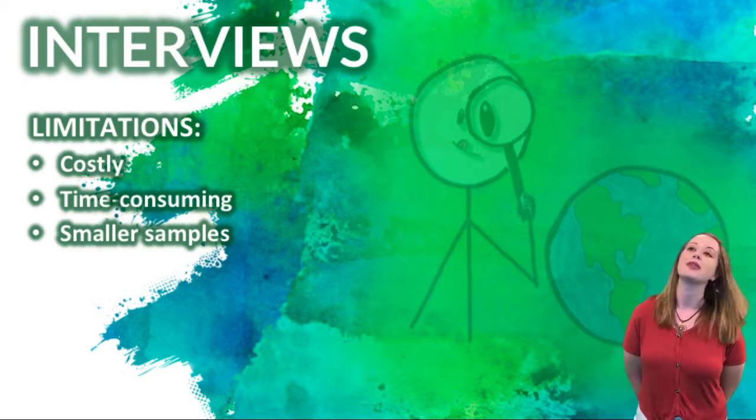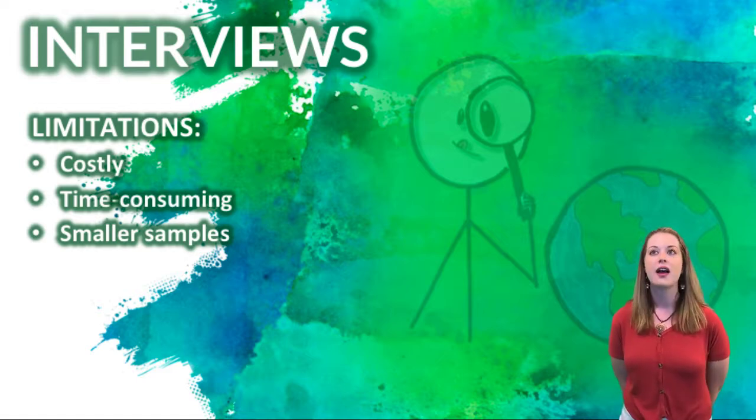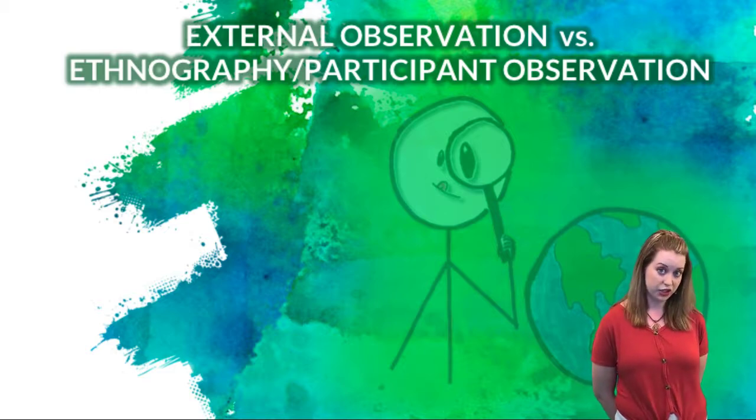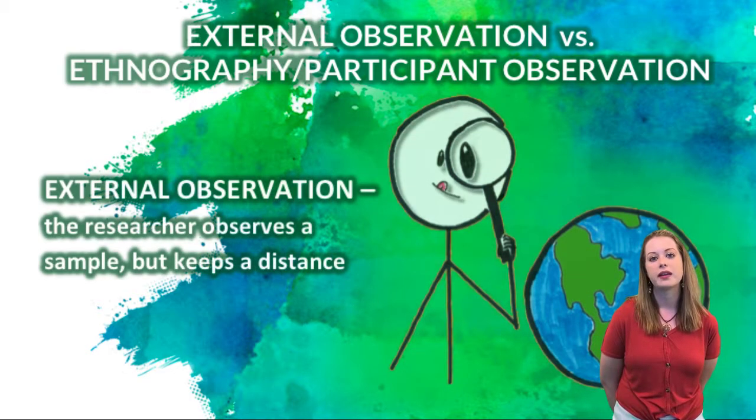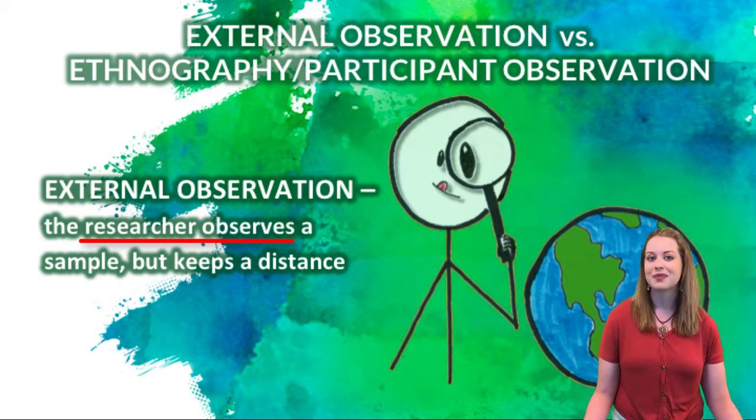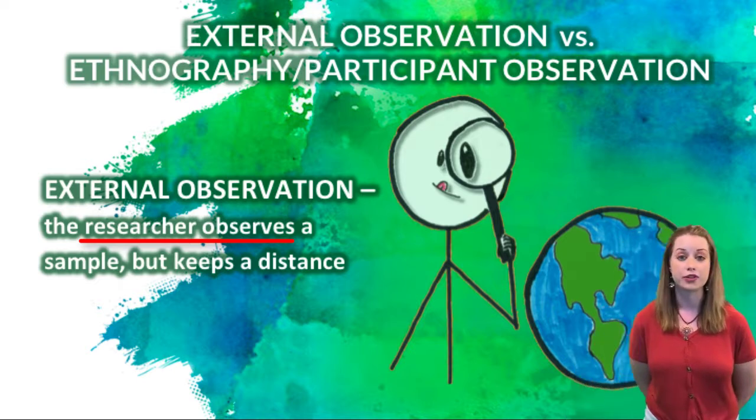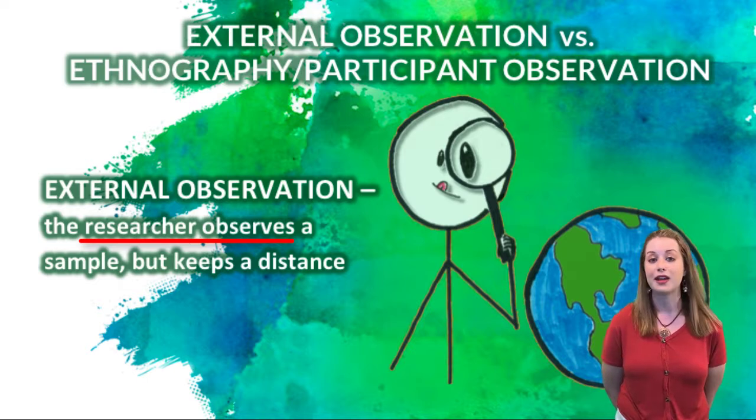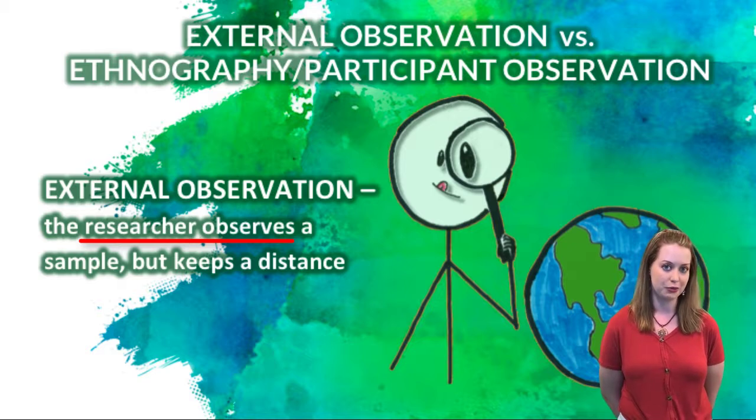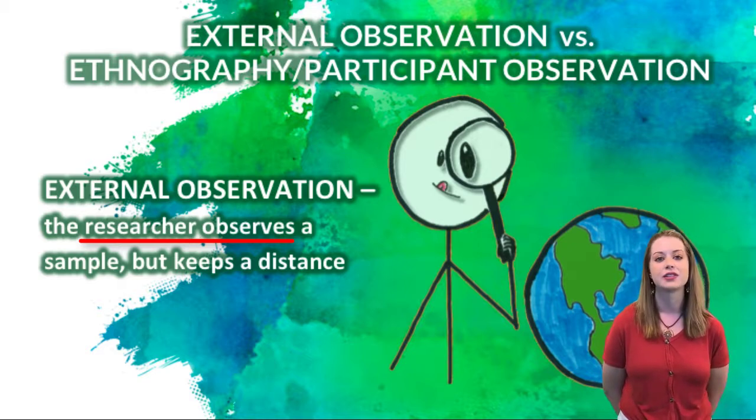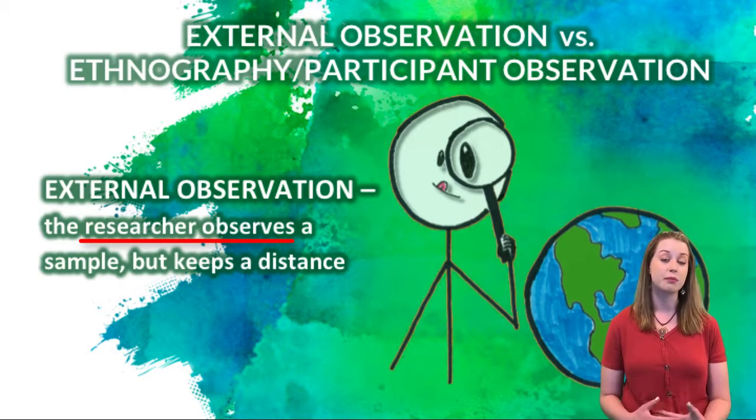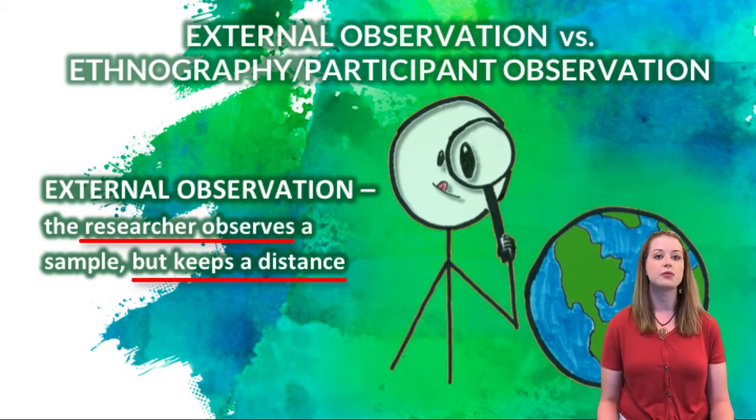So the next two methods we're going to talk about are external observation and ethnography, sometimes called participant observation. External observation is when a sociologist goes and observes people in their setting. For example, if I was an education researcher interested in the behavior of fourth grade students, I might go and observe a fourth grade classroom over a series of 6 months and write what I observe. As a researcher in this situation, I am not actively interacting with the children or the teacher. I'm just there to take notes.